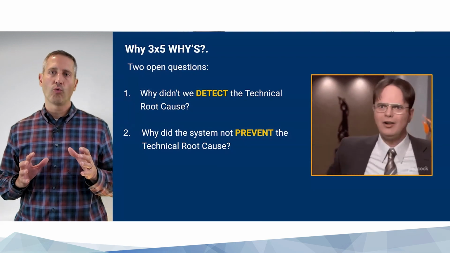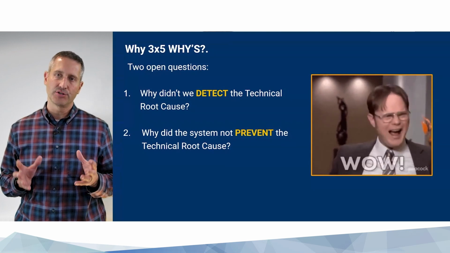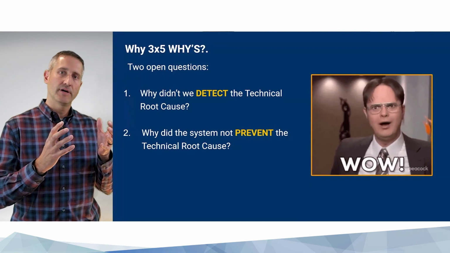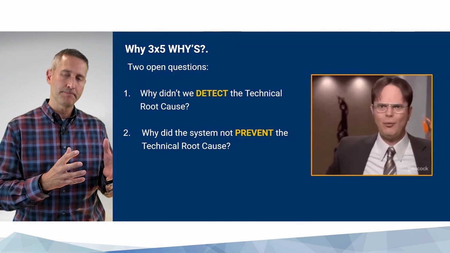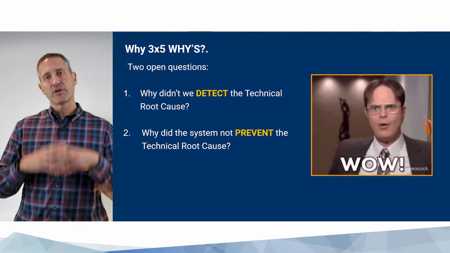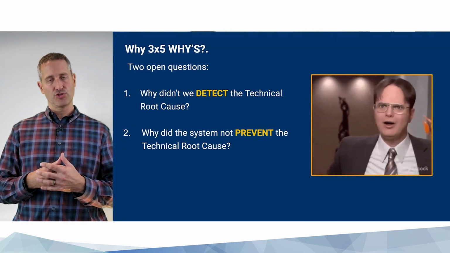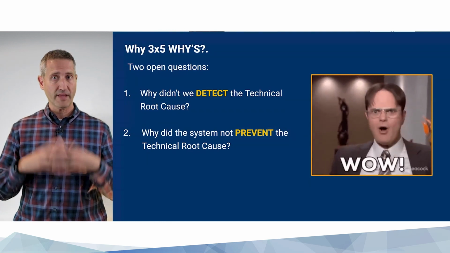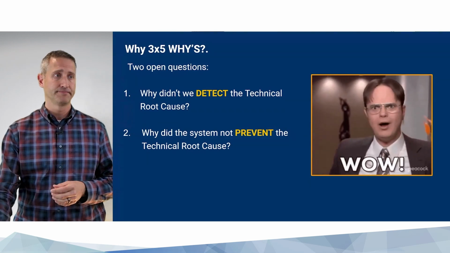And so what 3 by 5 whys allows us to do is think more broadly about what we're seeing in both the system of detection and the system of prevention, so that we can find other types of solutions that can be maybe more broadly applied across the organization and address the issue.